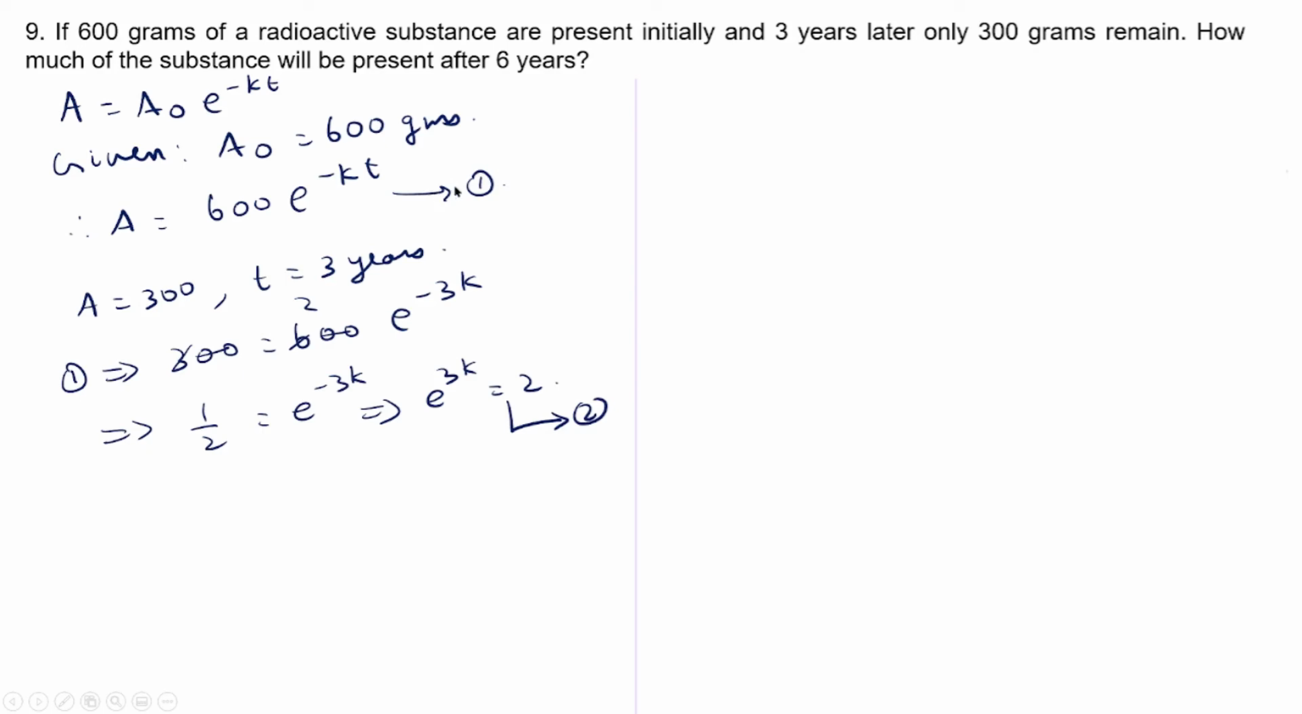In the previous questions we were asked to find the time t, so it was important for us to find k. Whereas here in this question it is asked how much of the substance will be present after 6 years. So let us keep this e raised to 3k equal to 2 as it is and we will try to find the answer.